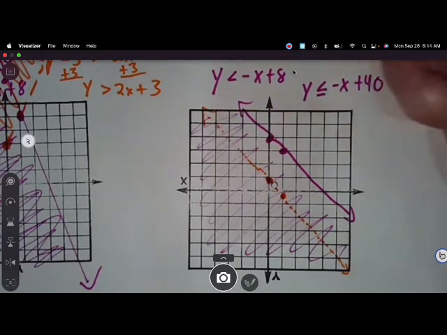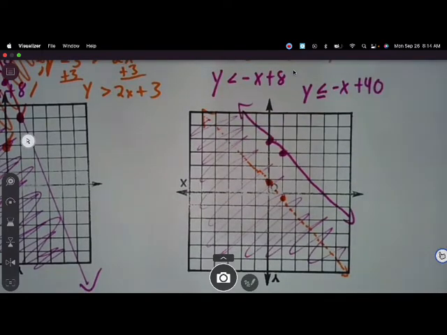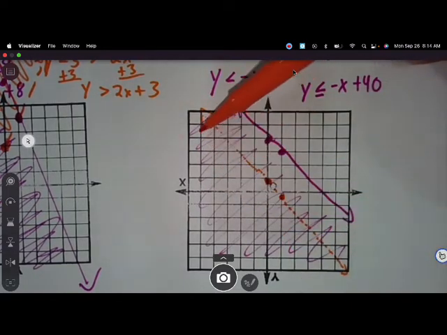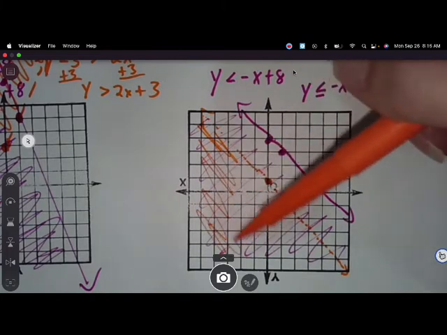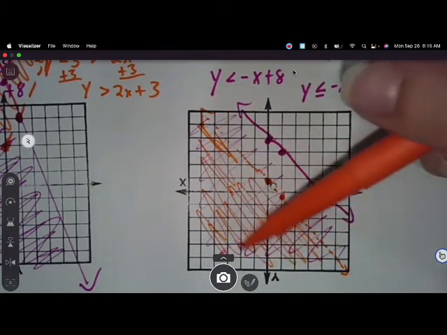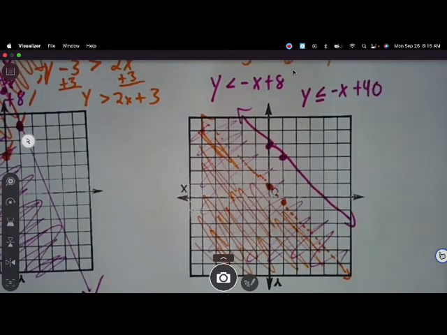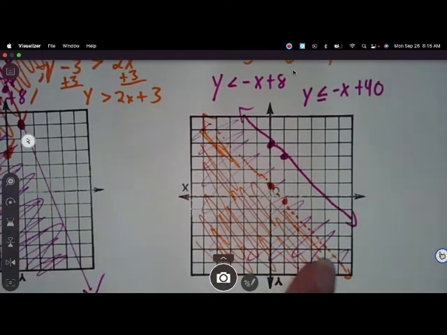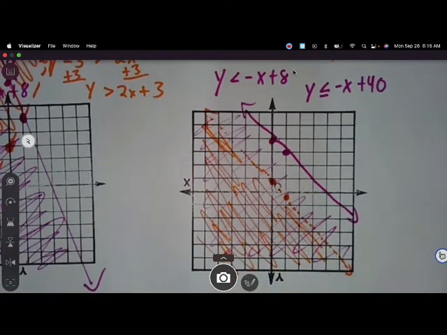Okay, so those are my two lines. And then where do I shade this one? Above it or below it? Below it. So I'm going to kind of shade this way. And can you see where they cross? It's all underneath the orange line is where they cross. Okay? Does that make sense? That's what I would be looking for. Okay, where is the shaded region? Where does it cross at?